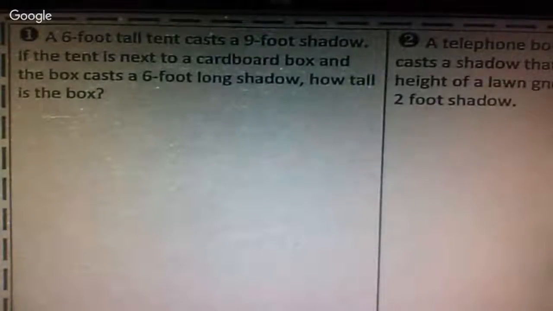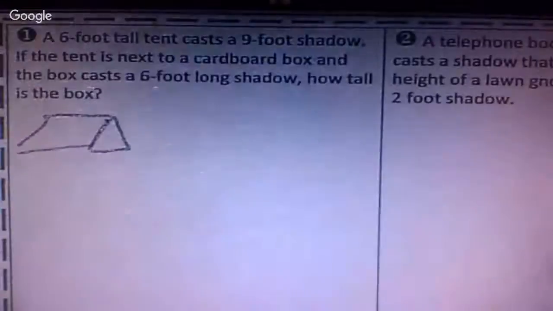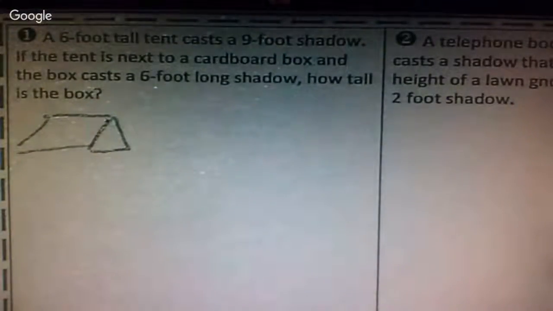Whether you need to draw a picture or not, I will do it visually for those of you that need the picture, okay? Just understand I'm not an artist, okay? Please understand that. So this says I have a tent. Here's my tent. That's my tent. I told you I'm not an artist.